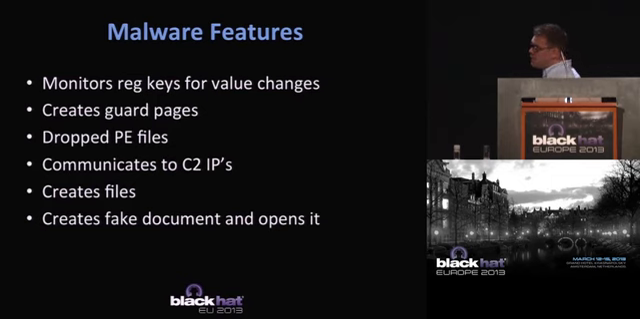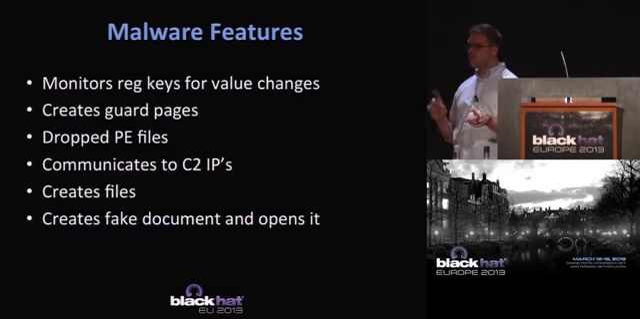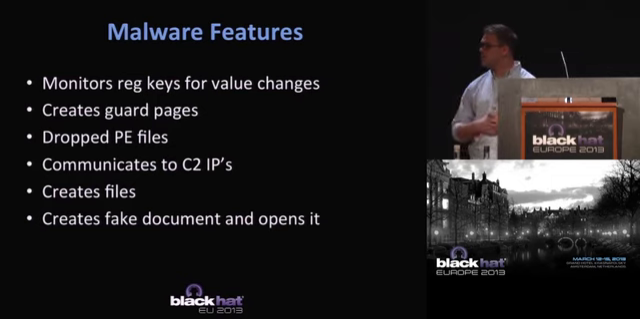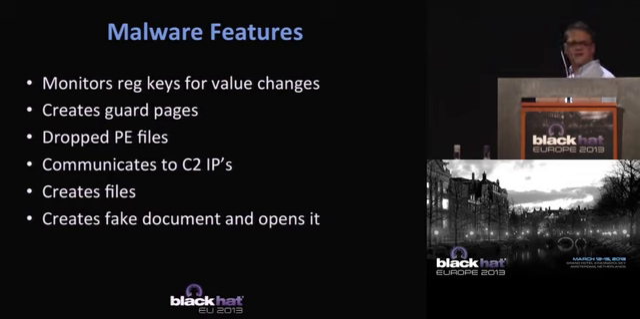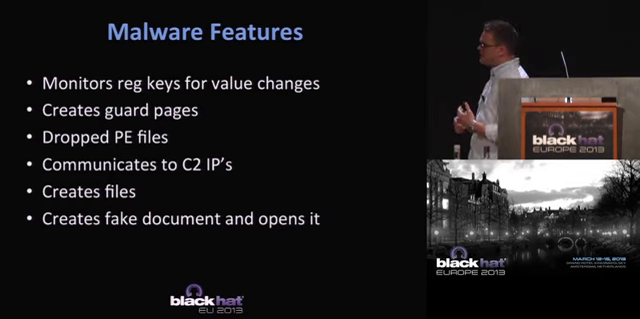Communicates to two C2 IPs, so it's actively communicating to two separate C2 IPs. It creates files on the actual system itself, so it actively creates several files. Obviously, the two executables are two files, but it also creates other files, so it's not just those two. And it creates a fake document and opens it. There's some functionality behind that that's fairly interesting, to make the user appear as though they're opening that city request document, and it's behaving the way that they expect it to.